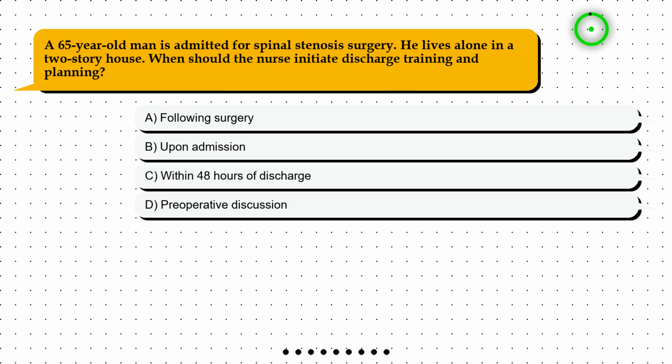Question 4. A 65-year-old man is admitted for spinal stenosis surgery. He lives alone in a 2-story house. When should the nurse initiate discharge training and planning? Option A, following surgery. Option B, upon admission. Option C, within 48 hours of discharge. Option D, preoperative discussion.